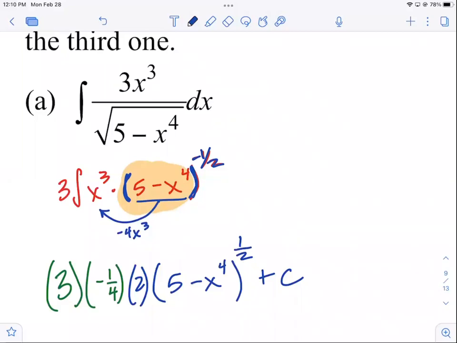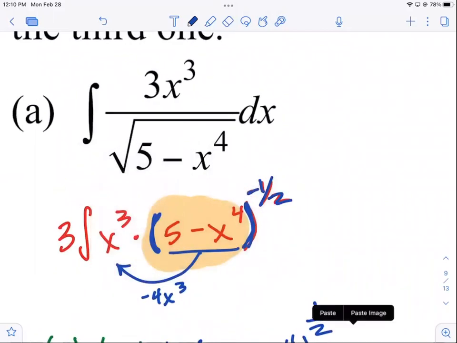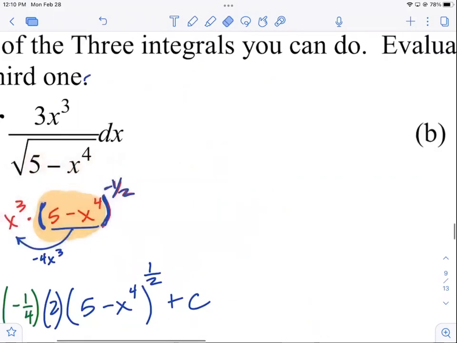Sometimes you can check, and you probably figured this out on your own, that you don't need to physically rewrite the top to the -1/2 to check. You could just say, if 5 minus x to the 4th is the inside function, its derivative is -4x cubed, and yeah, it's going to work. Then I'll bring it to the top so that I don't mess up the power rule. So there are little evolved strategies.